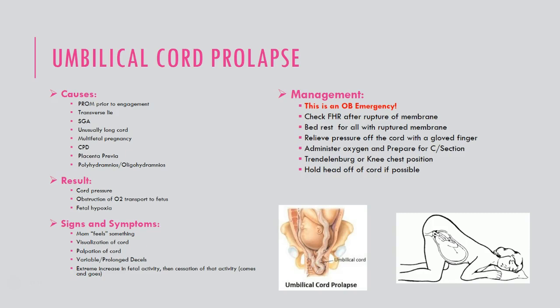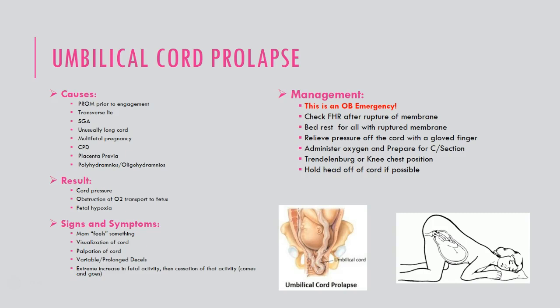The priority with an umbilical cord prolapse is to get pressure off of the cord, and you can do this by changing their position. That is the fastest way to do it. So again, it's an OB emergency. You have to check the fetal heart rate after rupture of membranes, making sure that this patient is on bed rest, if she has ruptured membranes and the fetal presenting part is not engaged.